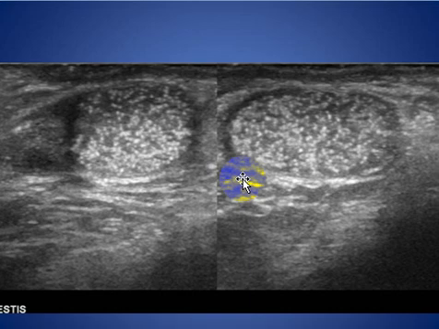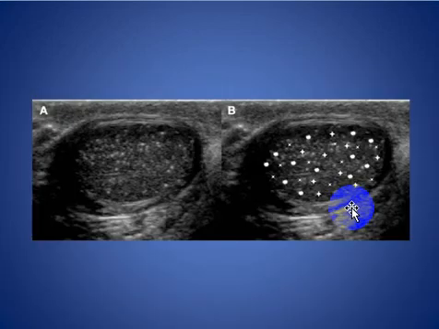Here, another patient with the snowstorm sign, in a patient with testicular microlithiasis involving the right testis, presented as hyperechoic calcific foci without acoustic shadowing. Here, another patient with testicular microlithiasis.